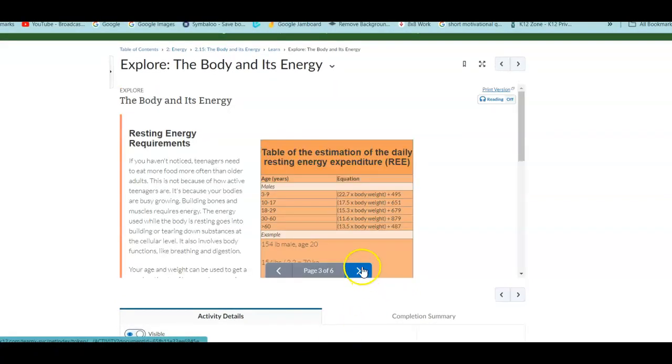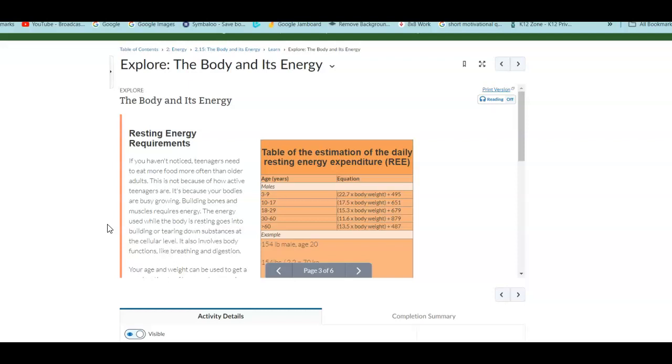So as we're moving into the next part, as we get into resting energy requirements, and this is also guiding question 3, if you haven't noticed, teenagers need to eat more food more often than older adults. This is not because of how active teenagers are, it's because your bodies are busy growing. Building bones and muscles requires energy.